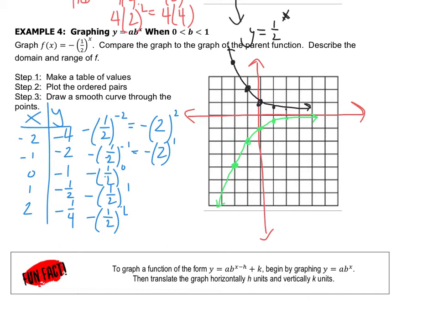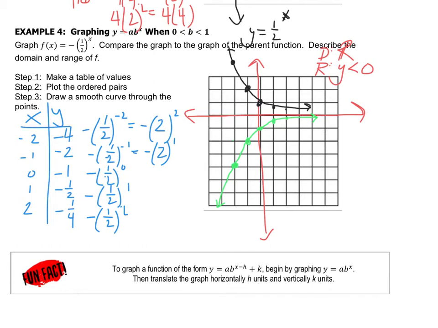And then describing my domain and range, we still would say my domain is all real numbers because I can plug anything in. But now looking at my green graph, I don't see any y values above or at 0.